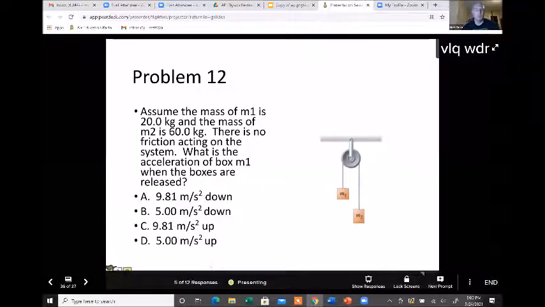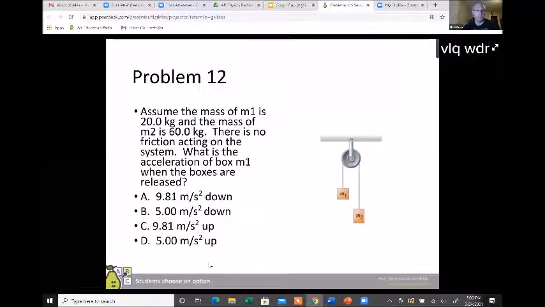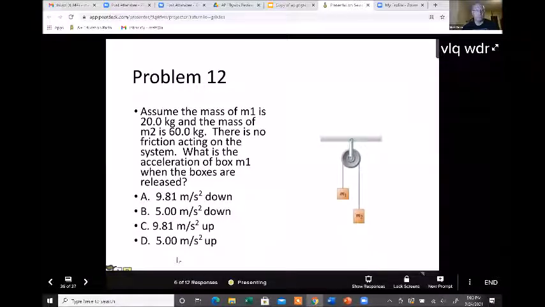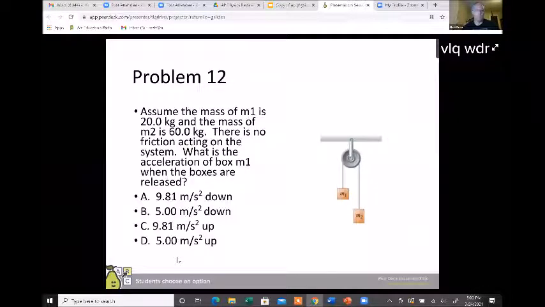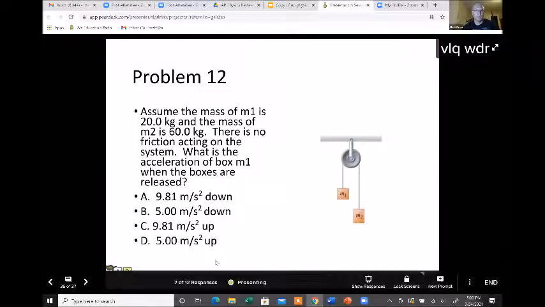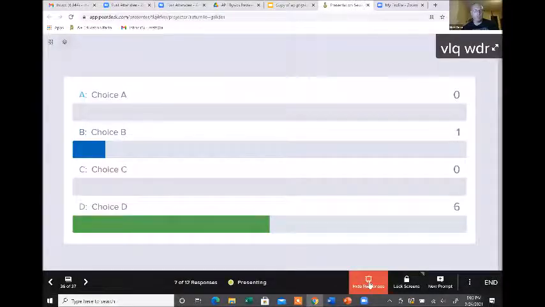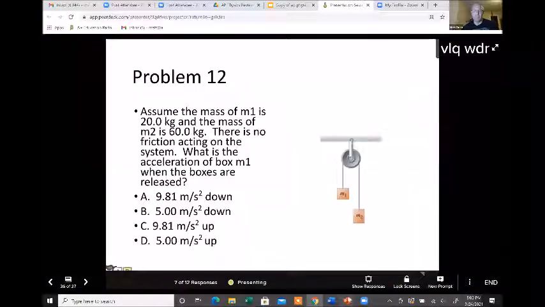And again, free body diagrams will help. All right, I'm gonna see what you guys are thinking. So it looks like the biggest part of you are thinking D. So let's go back to PowerPoint real quick.